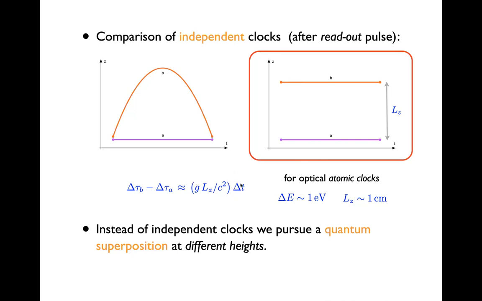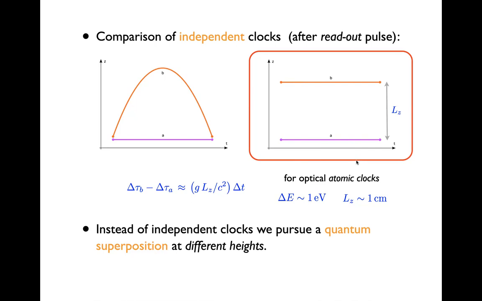So this is in general a relatively small quantity, but what is impressive is that optical atomic clocks nowadays, which correspond to transitions in the optical regime, with energy differences of the order of an electron volt, are able to compare different frequencies with a precision of 1 part in 10 to 18. They are able to measure this tiny effect even for height differences as small as 1 centimeter.